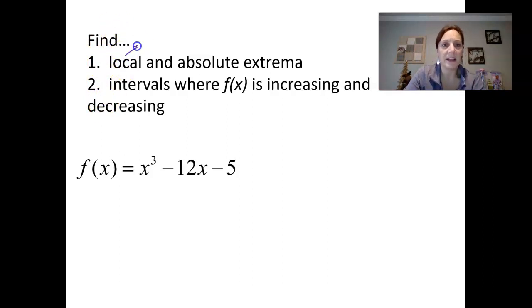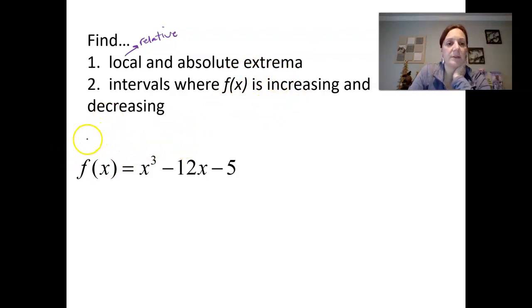Worth noting, I'll say it 100 times, some books call this a relative min or max. AP kind of goes back and forth with what they call it. Some books call it a relative min or max. Some books call it a local min and max. I fear that I also go back and forth. It means the same thing. Okay, and I also want to know intervals where the function is increasing or decreasing. I can find all of this information from the first derivative.